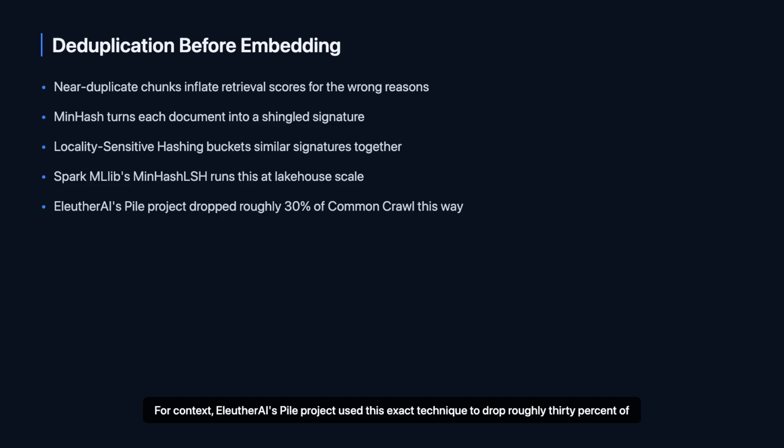For context, EleutherAI's Pile project used this exact technique to drop roughly 30% of the Common Crawl corpus before any other filtering. Duplicates are a much bigger fraction of real-world data than most engineers expect.